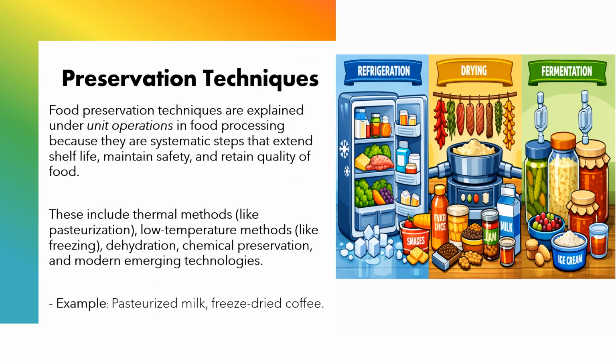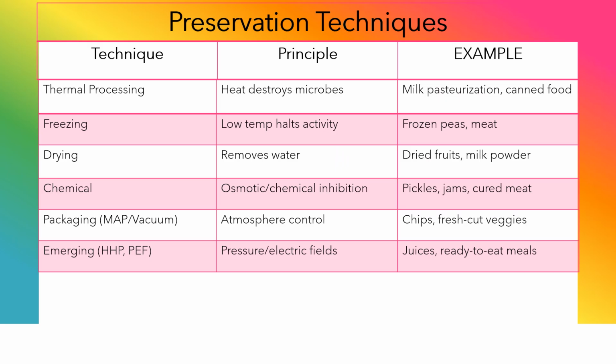Moving on to the preservation techniques. Food preservation techniques are explained under unit operation in food processing because they are systematic steps that extend shelf life, maintain safety, and retain quality of food. These include thermal methods, low temperature methods, dehydration, chemical preservation, and modern emerging technologies. For example, pasteurized milk, freeze-dried coffee. So these are the preservation techniques under unit operation.